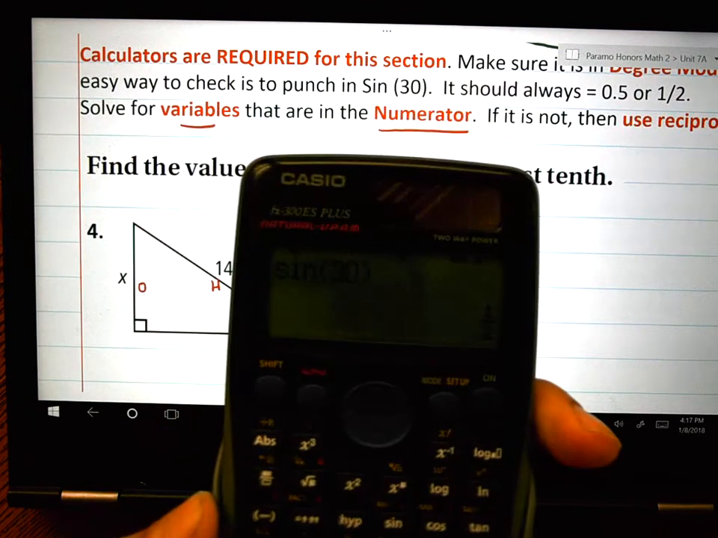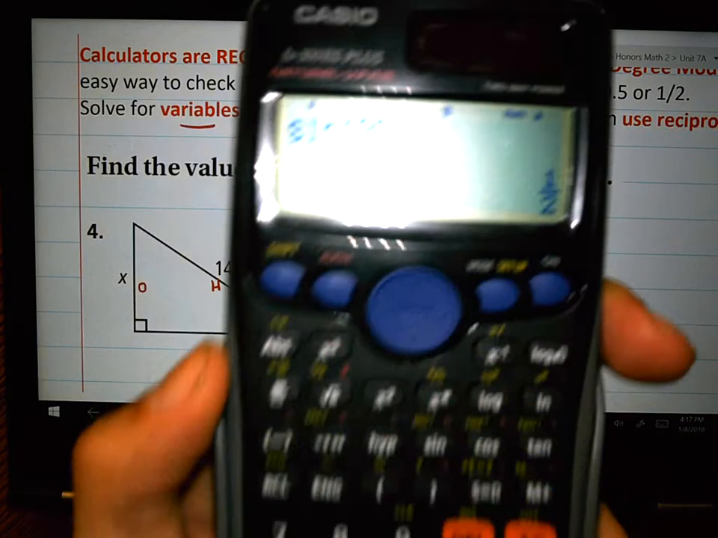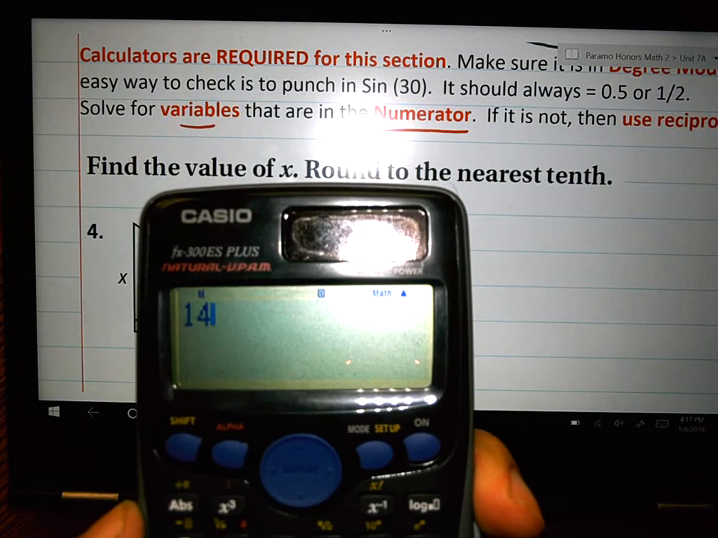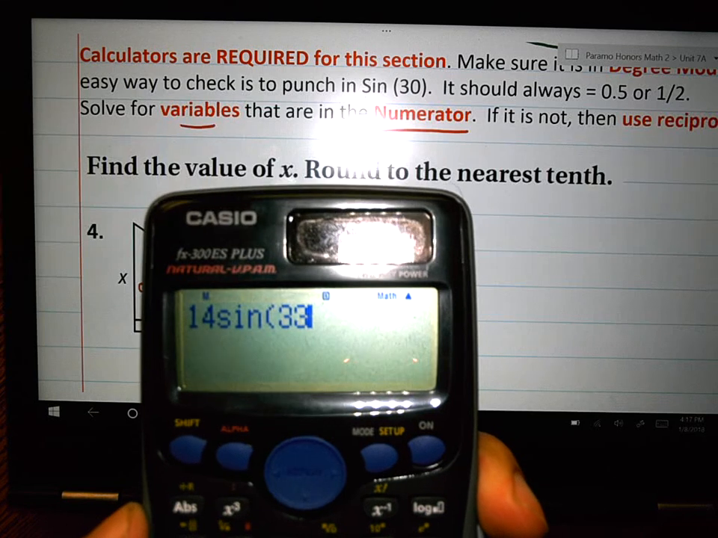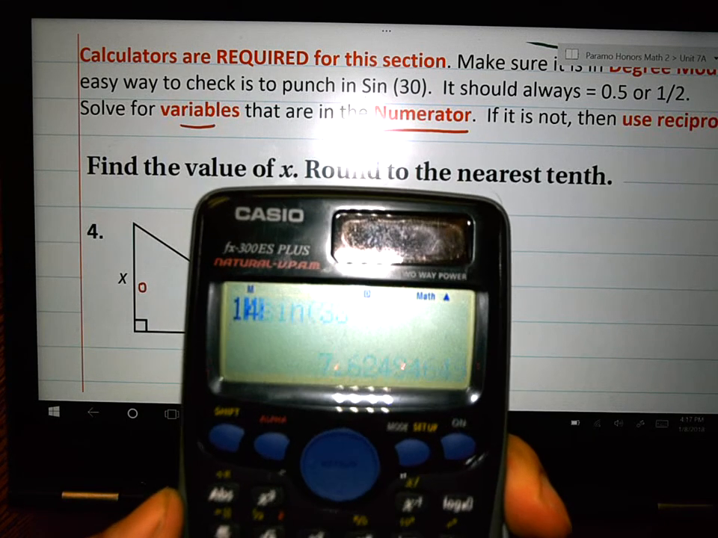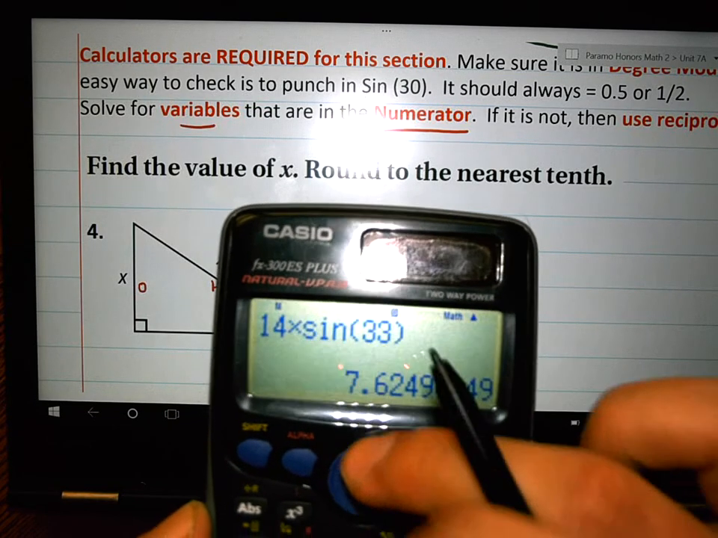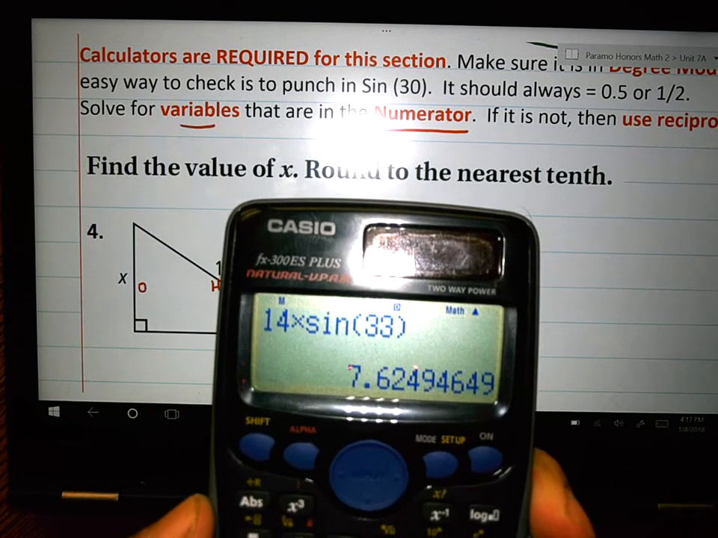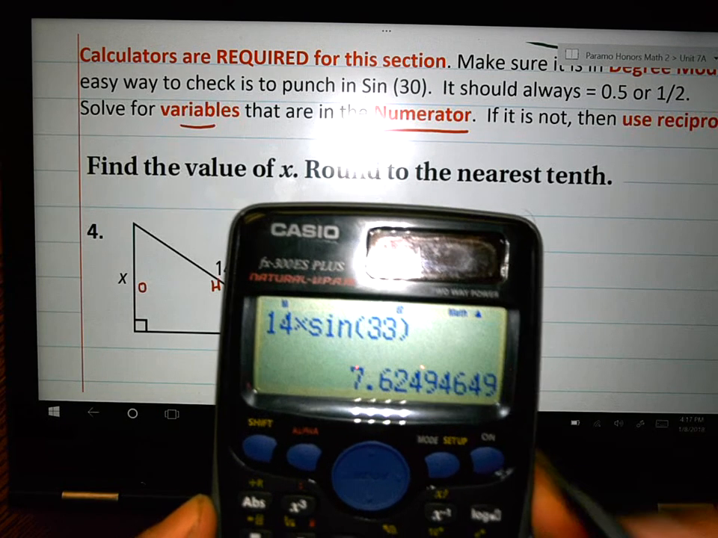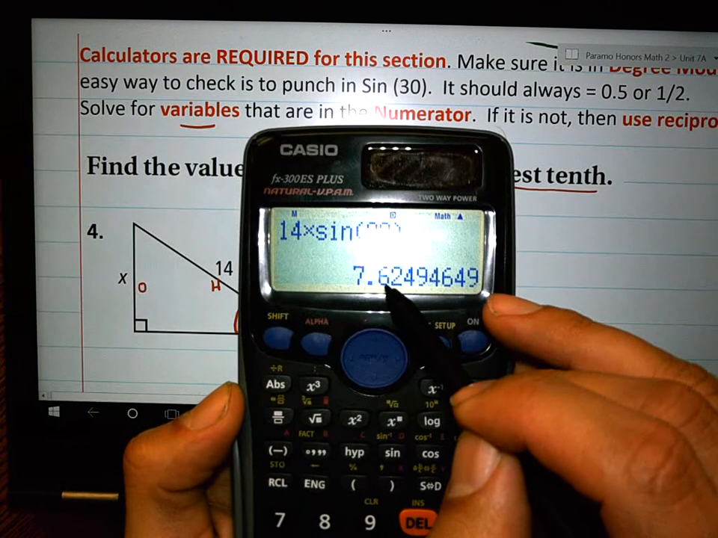So now I need to turn that light back on. 14 sine of 33 degrees. I'm getting a little lazy here, but normally I type 14 times the sine of 33 degrees, end of parenthesis, but it's the same answer. The answer is 7.62494649. Round to the nearest tenth. Tenth place, 7.6.